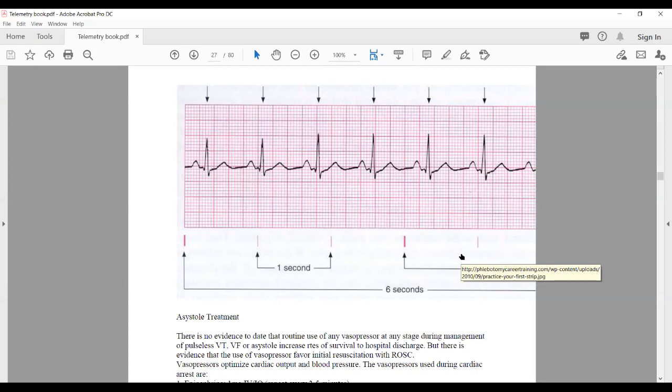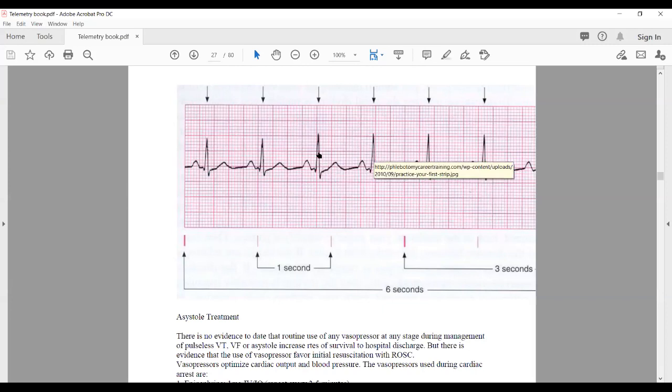But I don't want you to do that. That's the easy way out, and that's not going to give you an accurate heart rate. What I want you to do instead is find an R wave that sits on a solid line, like this one right here. And I want you to count the small boxes between two consecutive R peaks, okay?